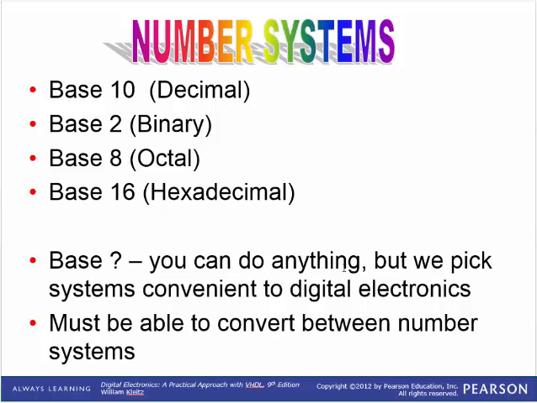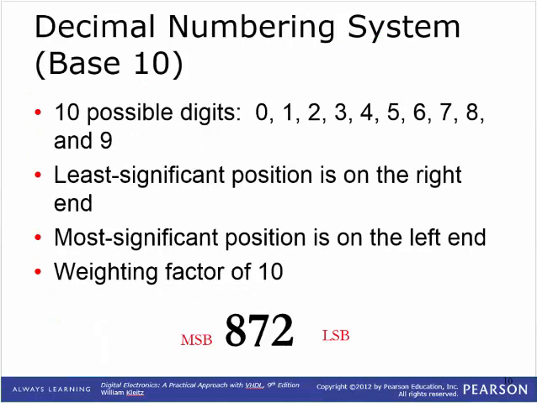But we're going to pick base 10 because that's what we learned since we were in kindergarten. Base 2, 8, and 16 because these are convenient systems to work in when we're dealing with digital electronics. But we must be able to convert between these different number systems. So that's what a lot of the rest of this chapter is about. So we'll do some background first. It may seem trivial, but it has a point.